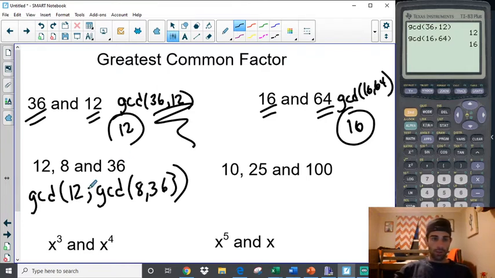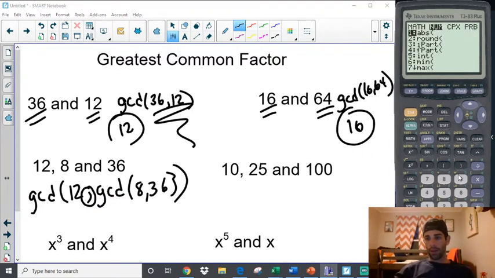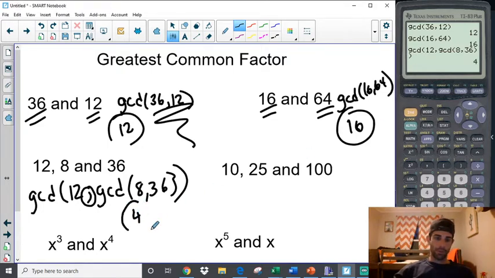Common mistakes: you forget this comma right there, so just make sure you take your time. I'll show you that one here. So math, right, 9, and you're going to do 12, comma, and you're going to repeat the process. Math, right, 9. So you see right here, 12, comma, and then there's that GCD again, and then it's going to be 8, comma, 36. You can close the parentheses, you don't have to, and then it would tell you your GCD is 4.